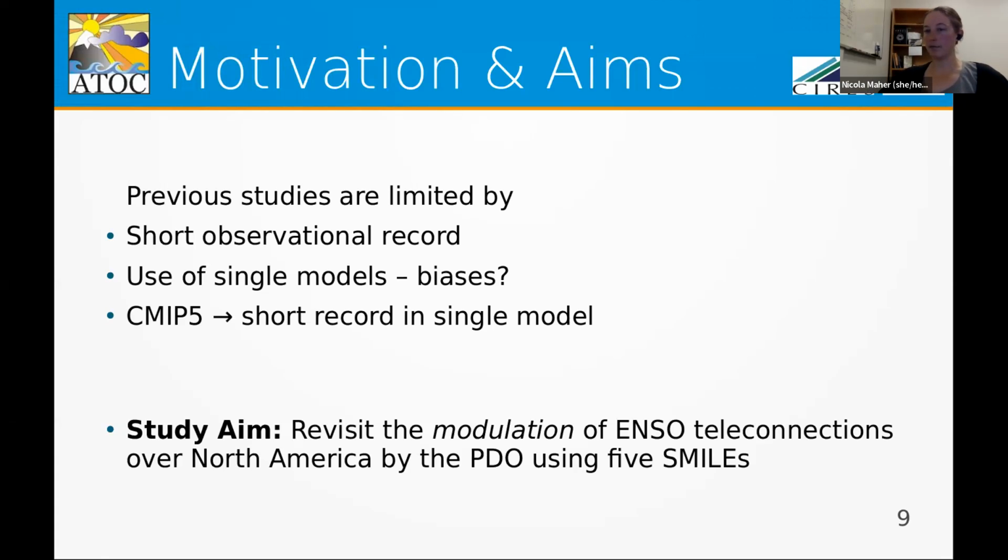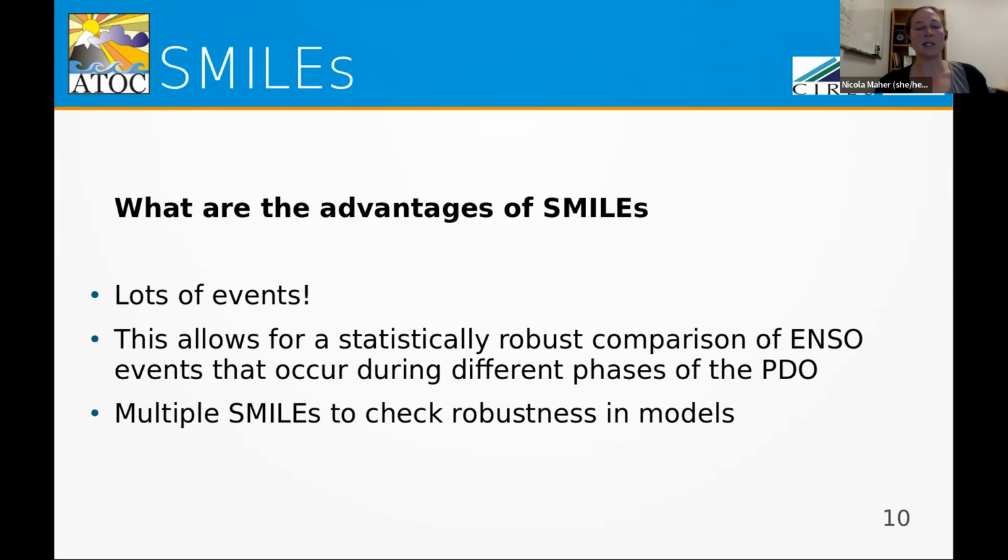So today what I'm going to do is revisit the question of whether ENSO teleconnections over North America are modulated by the PDO, and I'm going to use 5 SMILEs to do that. When I say modulation, what I mean is: are El Nino teleconnections over North America different when they occur during different phases of the PDO? So we're going to look at El Ninos during positive PDOs and El Ninos during negative PDOs and see whether they have the same or different impacts. The advantage of using SMILEs for this is that there are lots and lots of events, which I mentioned in the introduction. This means we can statistically robustly compare those different ENSO events during different phases of the PDO. When we look at composites of events, we can say whether they're truly different or not, because we know that we've really sampled the variability. And today I'm going to use 5 SMILEs to check the robustness across different climate models.